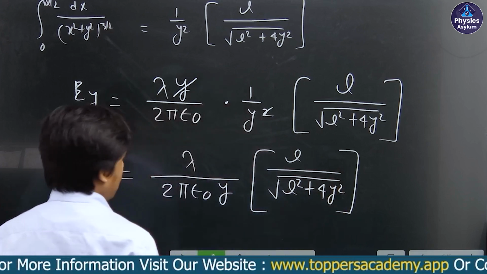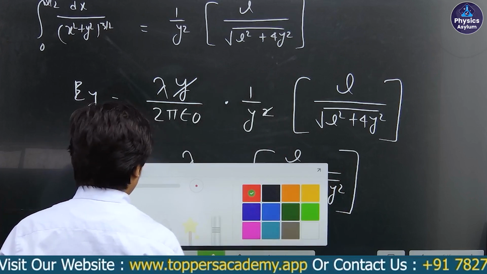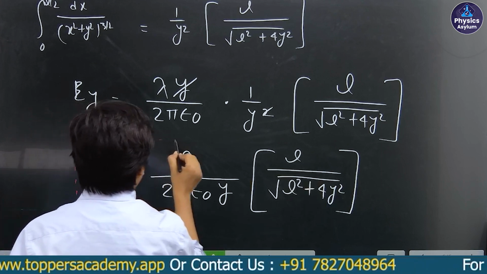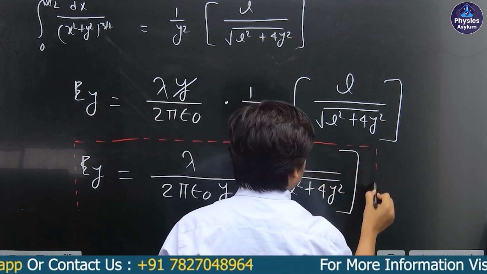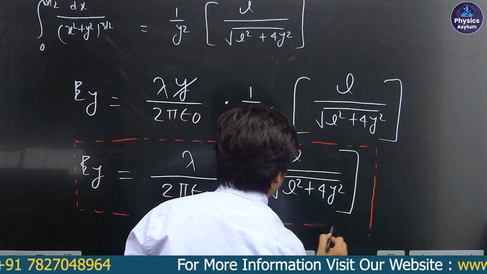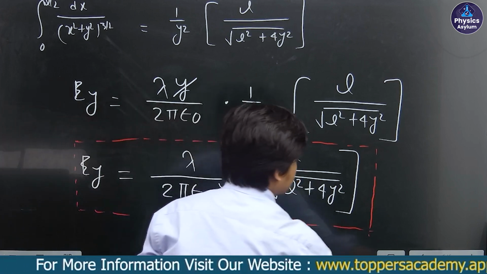Okay, now this is the total electric field, right? This is the total electric field at that point on the perpendicular bisector, due to this assumed uniformly charged thin rod. Okay, this much will be the electric field. Now take one special case.